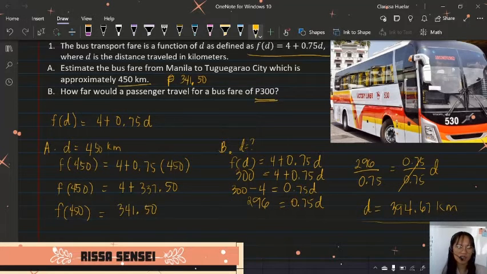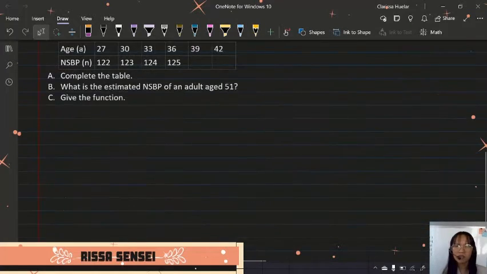So, check lang natin ha. 300 minus 4. So, that's 296. Then, i-divide natin siya by 0.75. So, ayan.